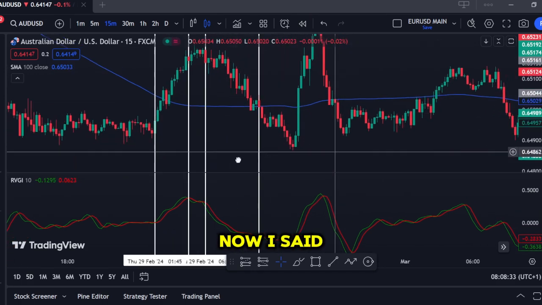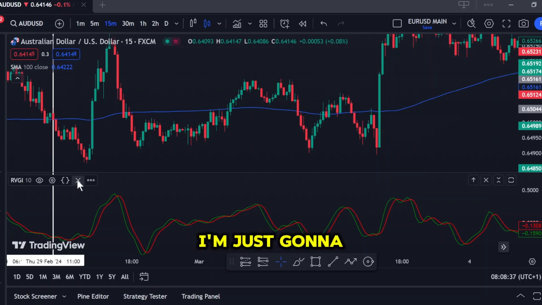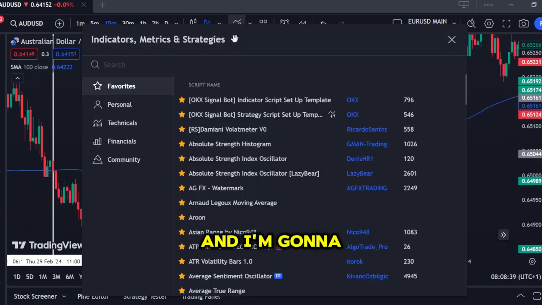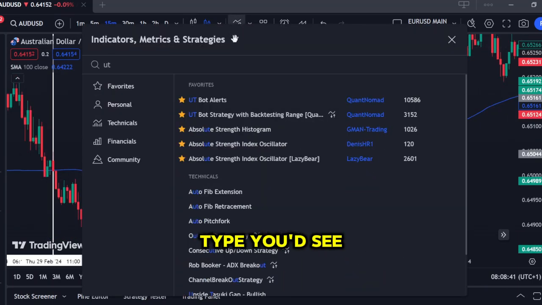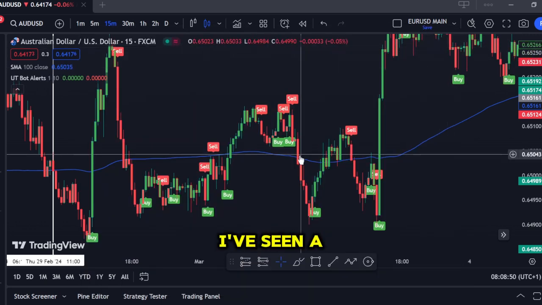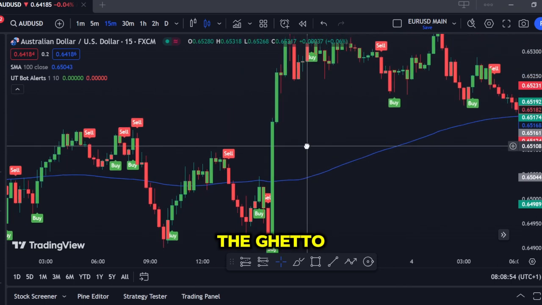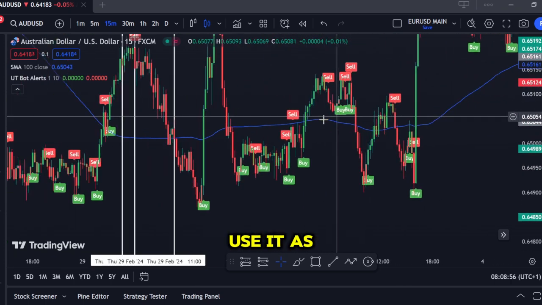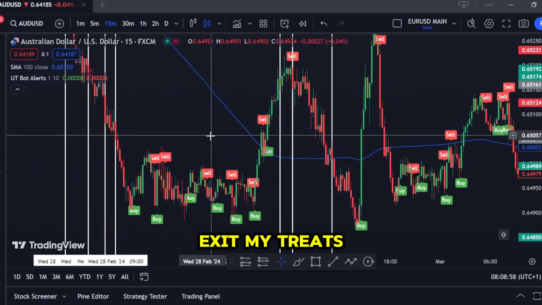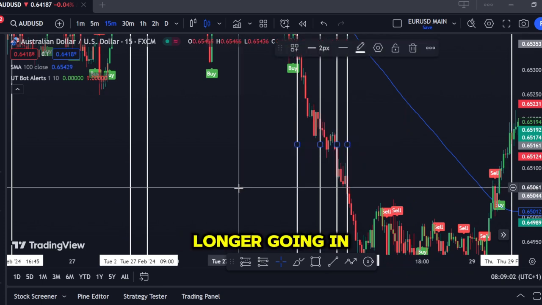Now I said I'm going to give you guys a bonus which will help you to exit trades. I'm just going to click on the indicators tab here, type UT bots alert, and we are going to select this first one by Quant Nomad. I've seen a lot of people profile these indicators on their channel using it as an entry and exit indicator. I personally won't use it as that. I want to use this indicator to exit my trades when the trade is no longer going in our favor.